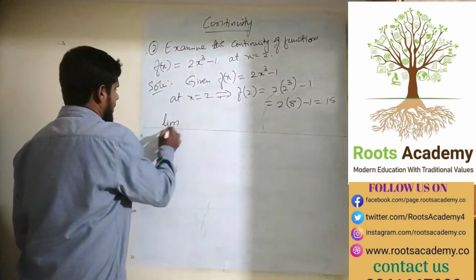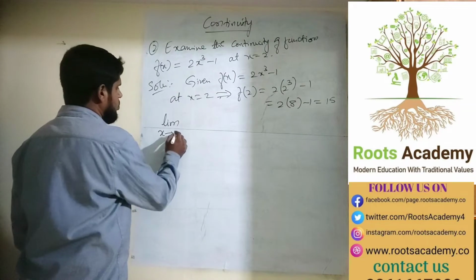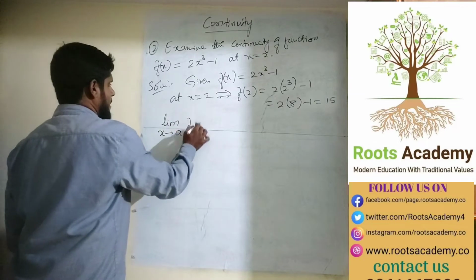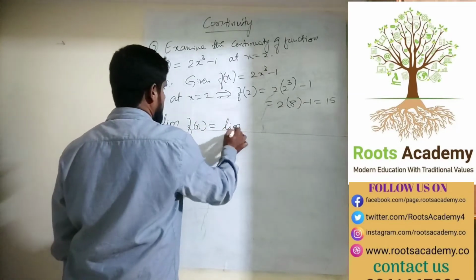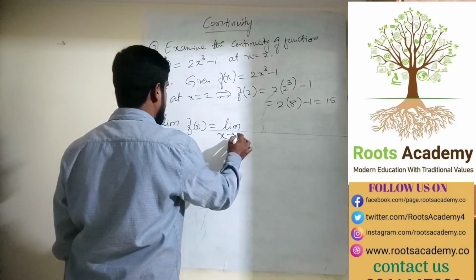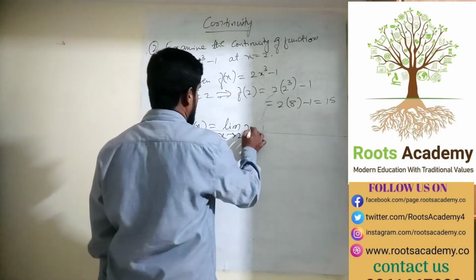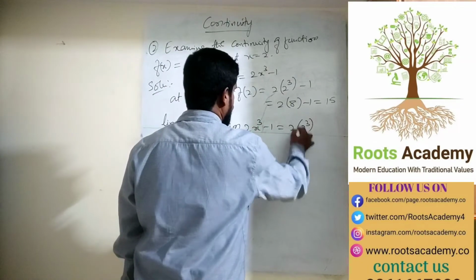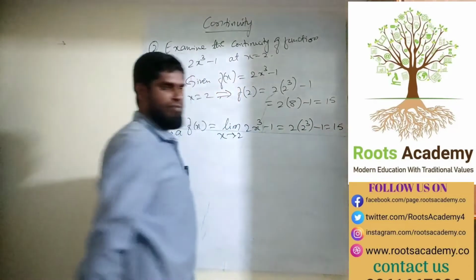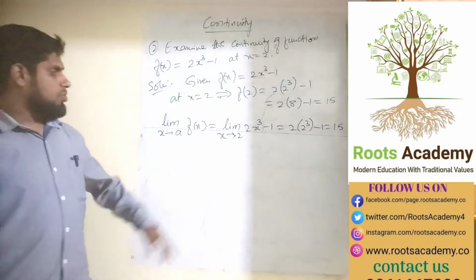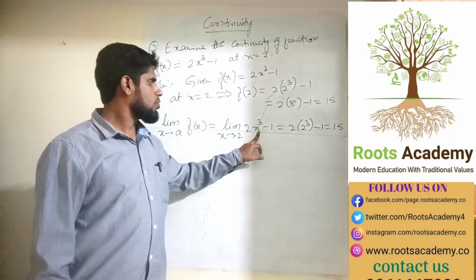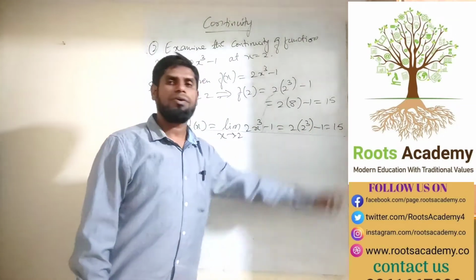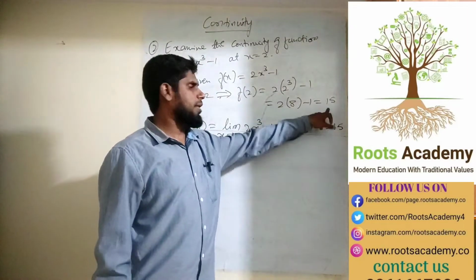Next, limit x tends to 2 of f of x is equal to limit x tends to 2 of 2x cube minus 1. So 2 into 2 cube minus 1 is 15. Here I substituted x as 2. So 2 cube is 8, into 2 is 16, minus 1, it is 15. So student, here both are equal.